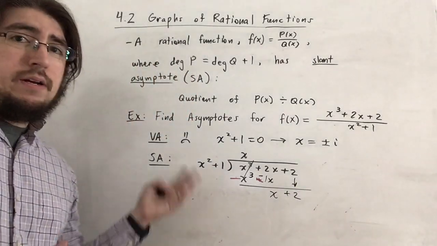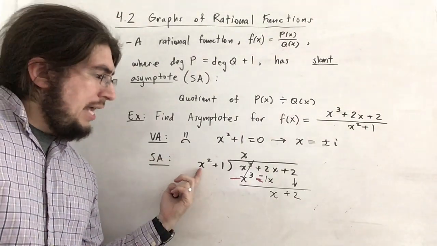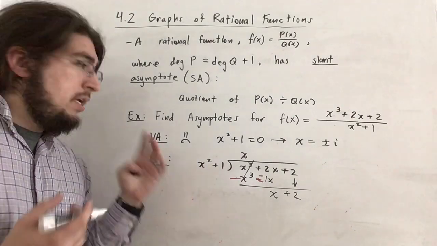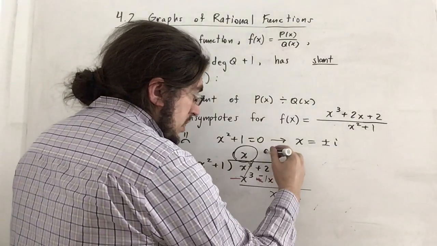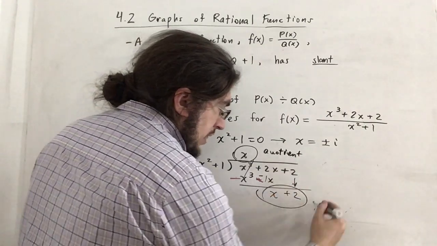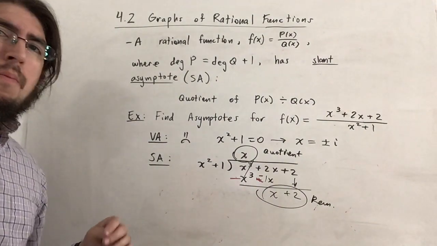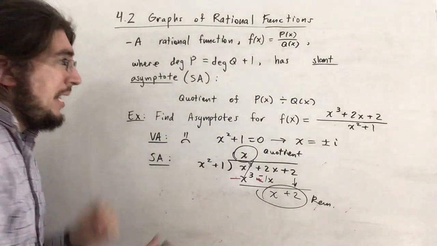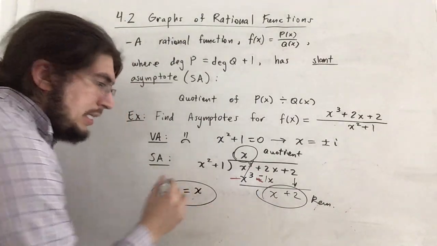And now we would proceed with the same procedure again, but we're stuck, because x squared can't multiply by anything to get x because it's a larger power. So for this reason, all we can say is that this is the quotient and x plus 2 is the remainder. Now what that tells me from this explanation is that our slant asymptote is just the line y is equal to x, and that's it.